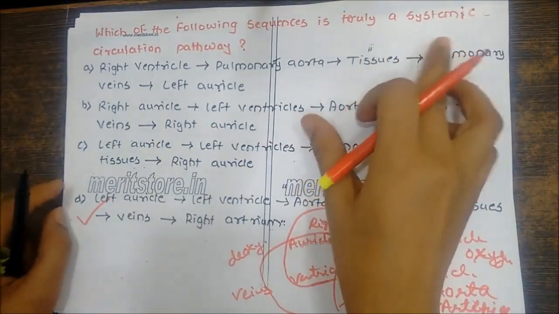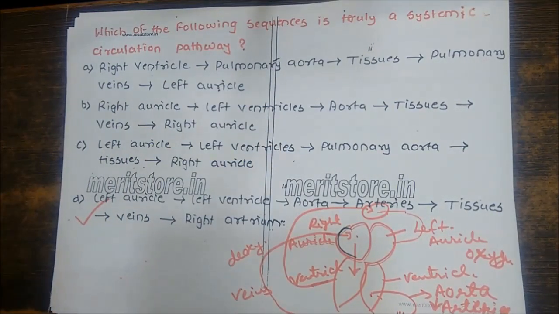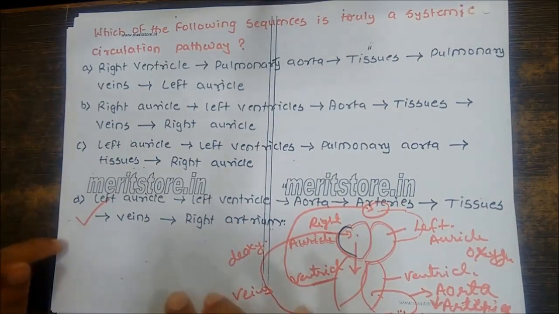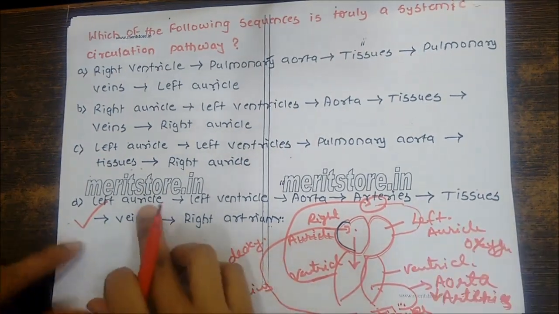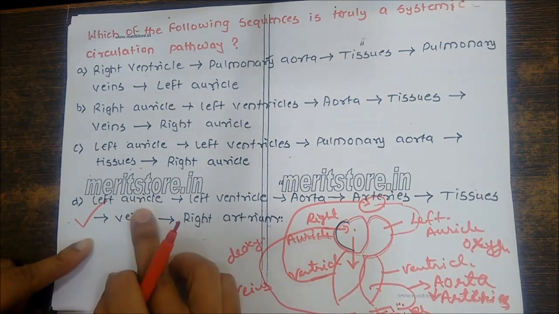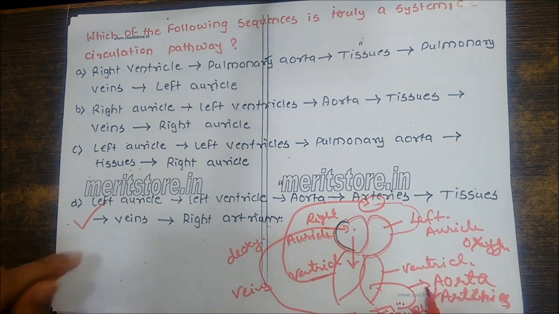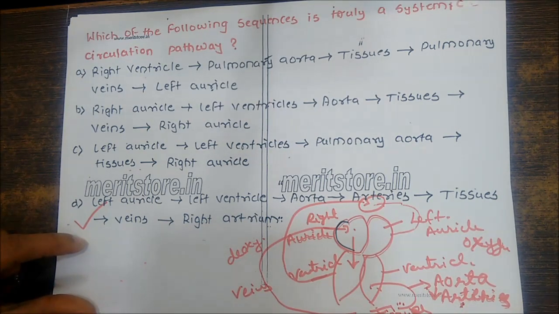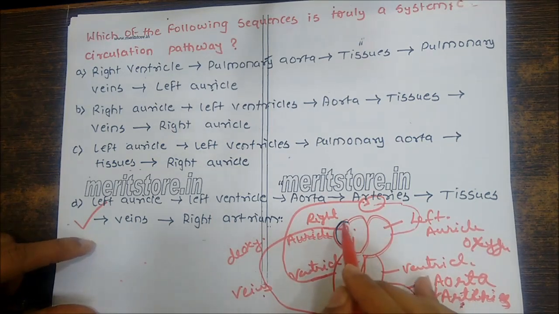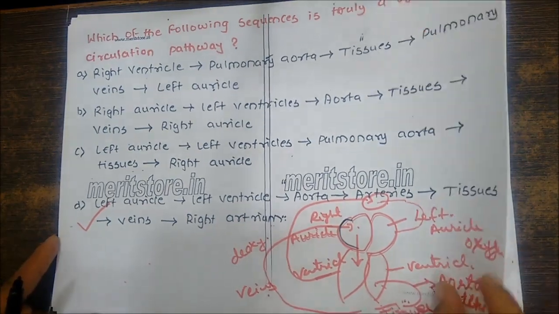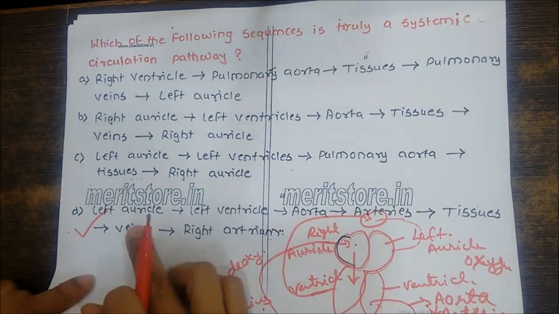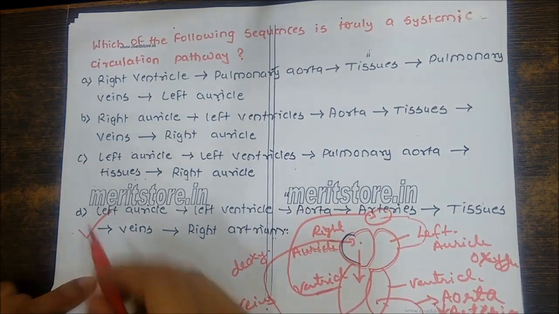Which of the following sequences is truly a systemic circulation pathway? From the left auricle, the purified or oxygenated blood will go into the left ventricle, and from left ventricle it will go into the aorta, and from aorta it will divide into different arteries. These arteries will distribute the blood to the different tissues, and from tissues the deoxygenated blood will go by means of veins to the right auricle, and then from right auricle it will go into the ventricle, and ventricle to the lungs. So the sequence is left auricle, left ventricle, aorta, arteries, tissues, veins, and right atrium, that is D.